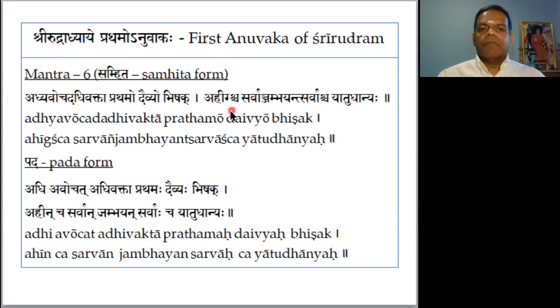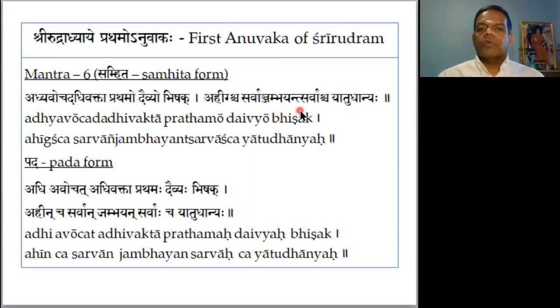'Ahigscha', 'ig' and 'scha'. Okay. 'Ahigscha'. This 'nj' is the fifth letter, the nasal letter in the Chavarga. 'Sarvanj' 'jambha'. Again, 'bha' comes, which is the fourth letter in the Pavarga. So 'bha'.